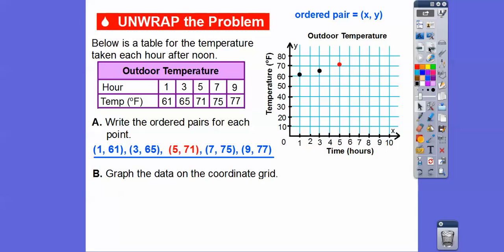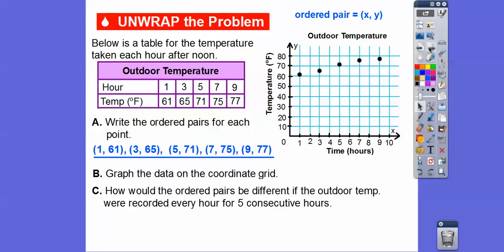Over 5 up 71, so just a little bit past 71. Almost looks like if we connected them it would be a straight line. It's not quite a straight line, but it's pretty close. Then this next one is going to be over 7 up 75, right there. And then finally over 9 up 77. Now I can see that one's not quite on the same path as these ones. It still did go up, but it only went up 2 degrees right there.